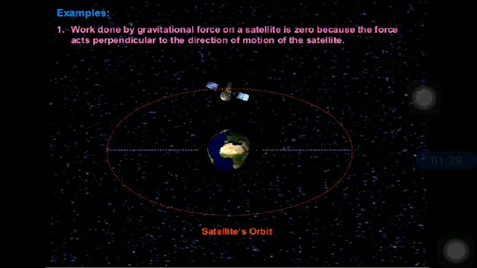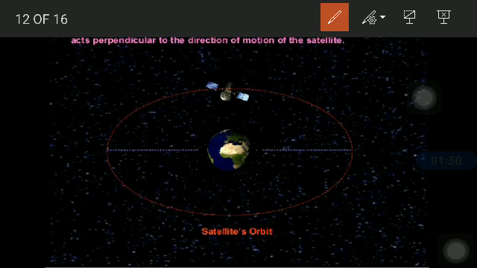Examples. First, work done by gravitational force on a satellite is 0 because the force acts perpendicular to the direction of motion of a satellite. How? Because the satellite is moving in this direction and the gravitational force is acting in this direction. Both of them are making a 90 degree angle, and because of this perpendicular direction of the two, the work done will be 0.